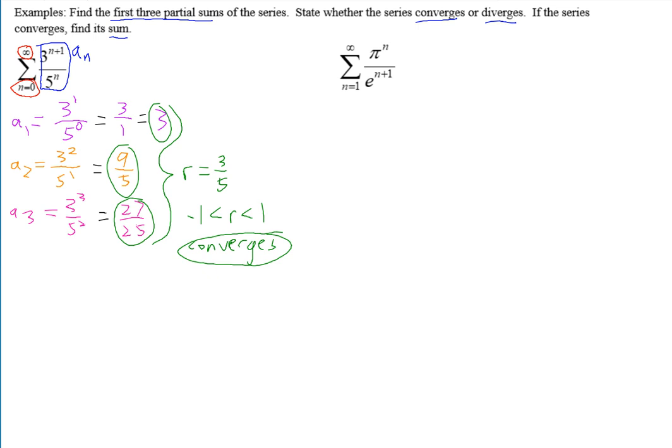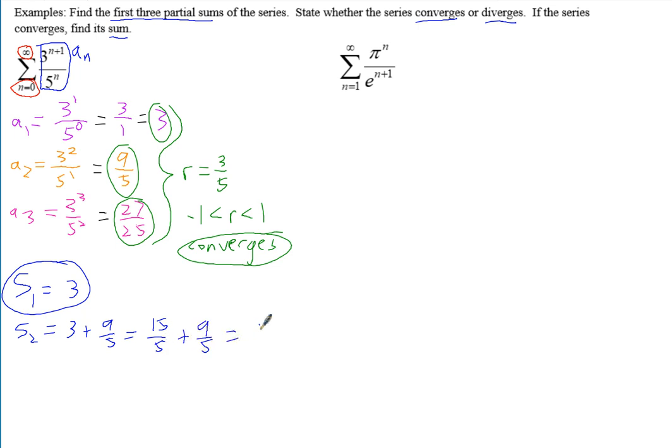And then we can get the first three partial sums. So the first partial sum is just the first term, which is 3. The second partial sum is the sum of the first two terms. So it's 3 plus 9/5. Get a common denominator, multiply by 5. That's 15/5, which is the same as 3, plus 9/5.